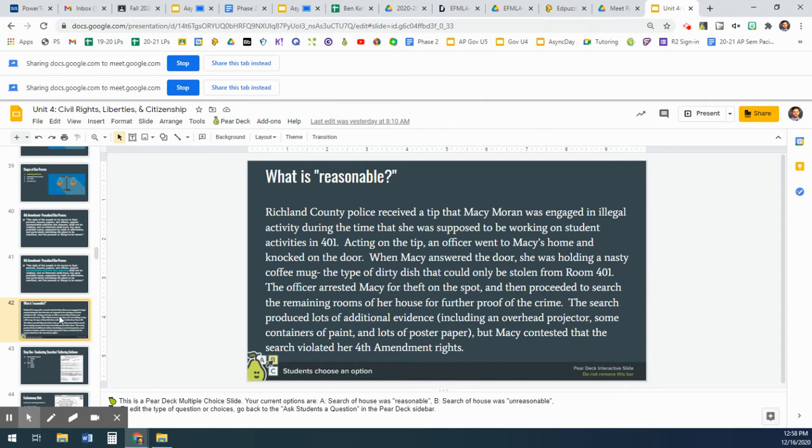Take a minute and think: what tells you in here that it's reasonable or unreasonable, and that it violated her Fourth Amendment rights?